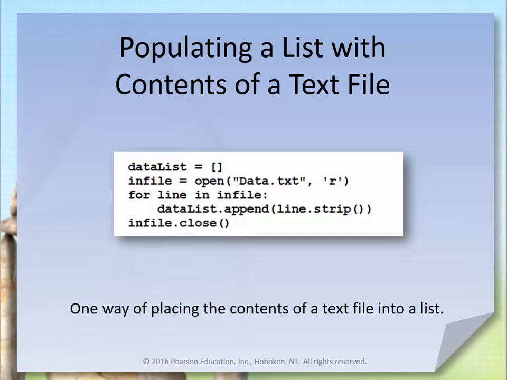Here's an example of populating a list with the contents of a text file. Now this is also relevant to our quiz data that we're trying to do. We're going to set up an empty list here called data list. We're going to open our file, and for each line in the file we're going to append that line to data list. So we're building a list of the individual lines in the file, and we've done that with quiz.txt.